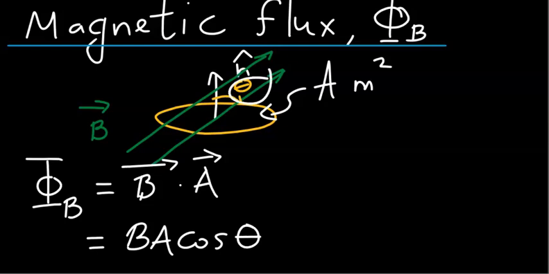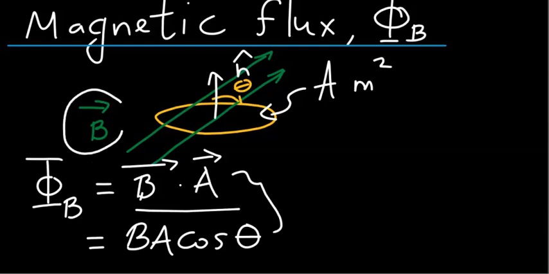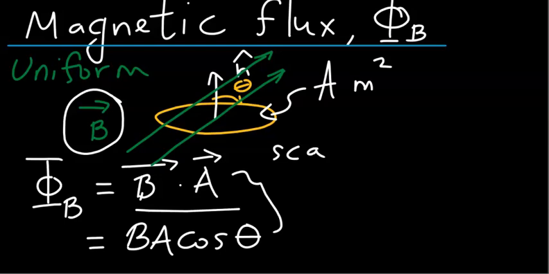So note that this definition, the simple definition of magnetic flux, is for a uniform magnetic field. So it does not have any spatial dependence. It's the same everywhere in space. So this expression for the magnetic flux tells us that magnetic flux is a scalar. It's not a vector quantity, it's a scalar quantity.